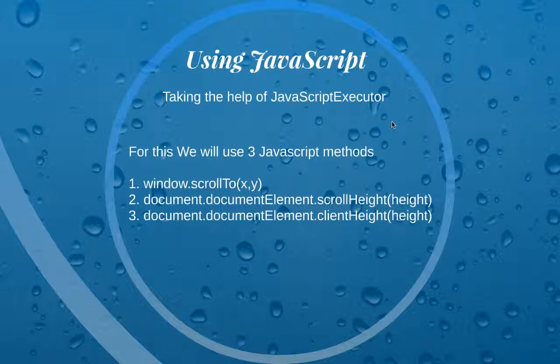a synchronous method that will help us accept any JavaScript code that we write. So we are going to use these three JavaScript codes. The first one is window.scrollTo. This method will help you to scroll to particular x and y coordinates that you supply. And we have two properties from the document object, scroll height and client height. I'm going to explain to you in a minute what exactly these are.